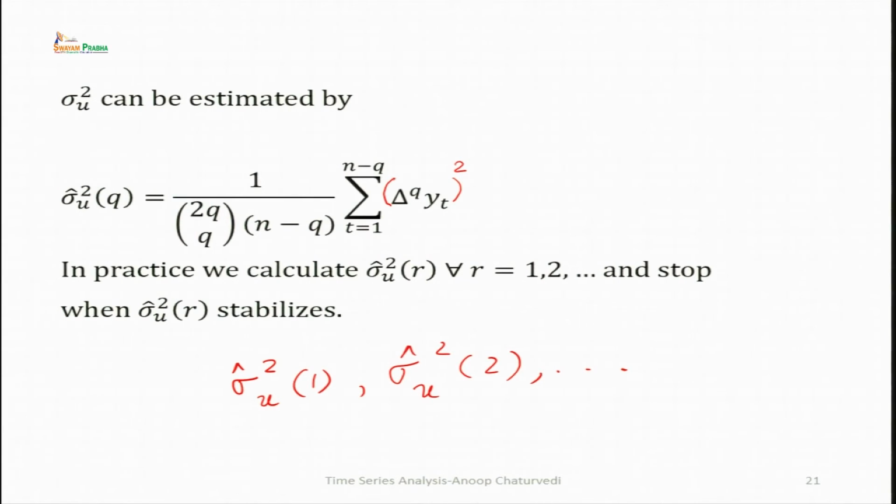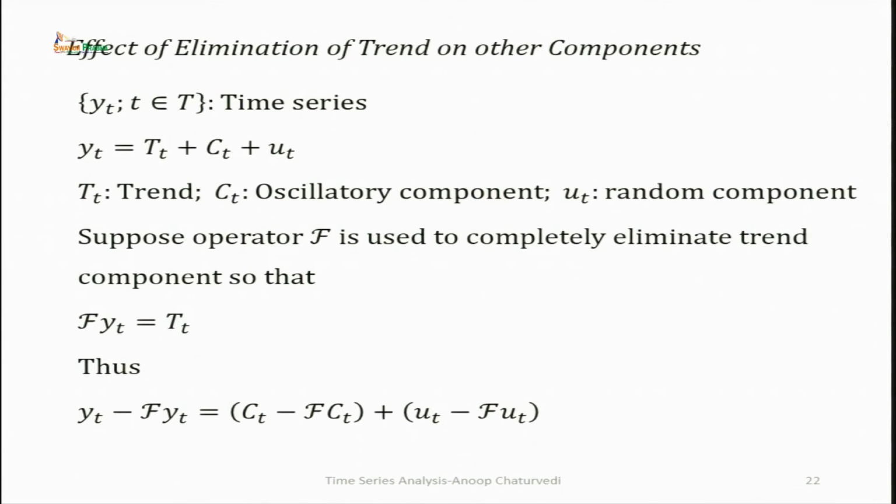And we stop when this sigma hat square u stabilizes. So, this is how you can estimate the variance of the random component. Now, we consider the effect of elimination of trend on other components.